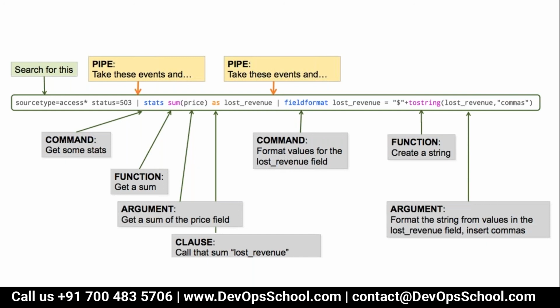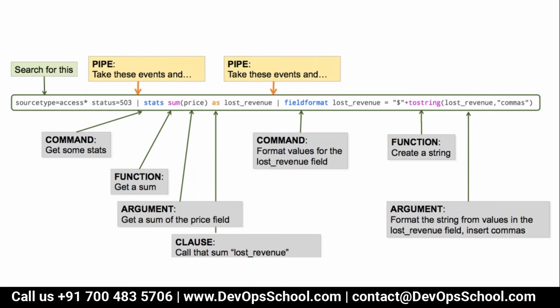Whereas as is a clause, used to say call that sum as lost revenue. That means you want to use stats, which is one of the commands, with the sum of the price, and call that field lost revenue. That's something we do.